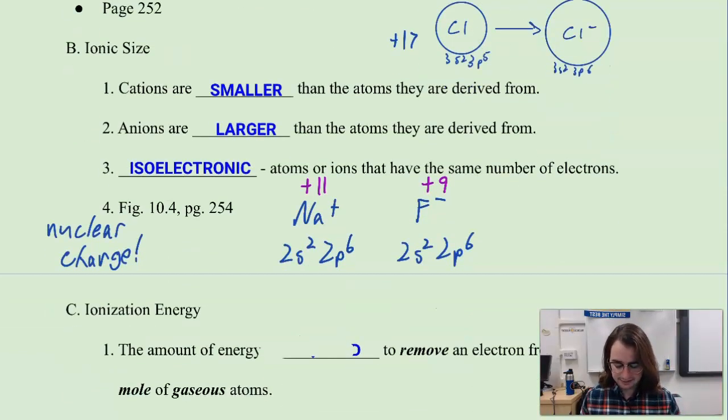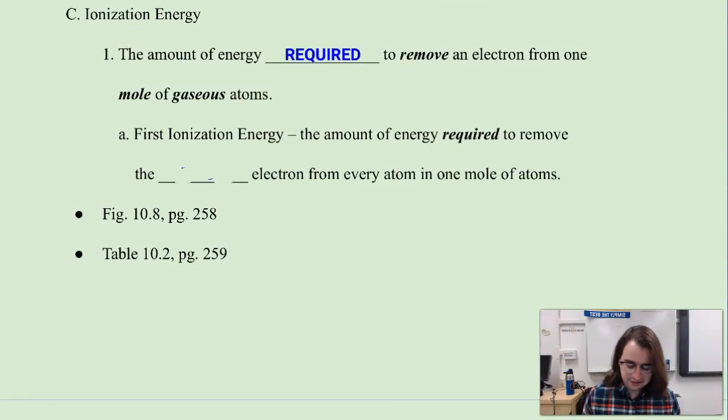Okay? Now, let's talk about our next trend, ionization energy. Ionization energy is the amount of energy required to remove an electron from 1 mole of gaseous atoms, which means that it's the amount of energy required to pluck an electron off. Nonmetals, meaning things that are on the right side of the table, often have really high ionization energies because they do not want to lose electrons. Whereas things on the left side of the table, left of the zigzag, most cations, have a pretty low ionization energy, which means that not a lot of energy is required to remove an electron because they're okay with giving up electrons.